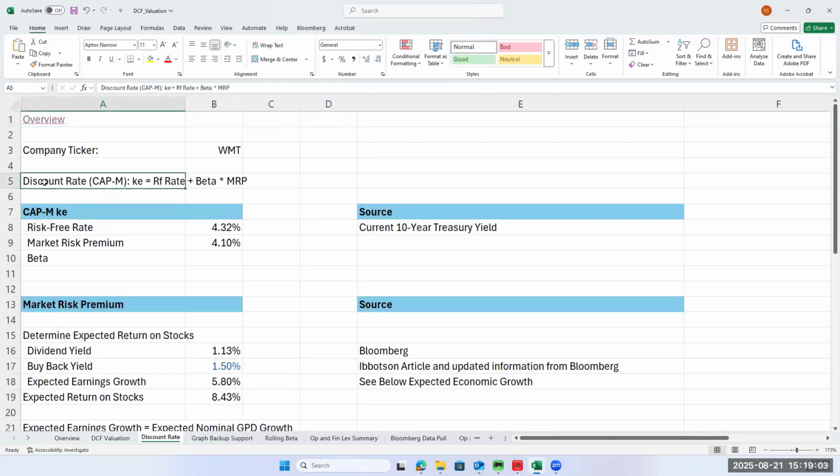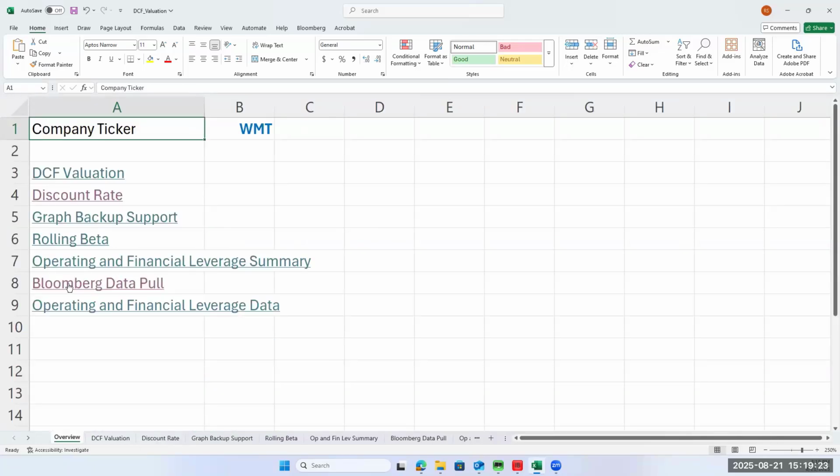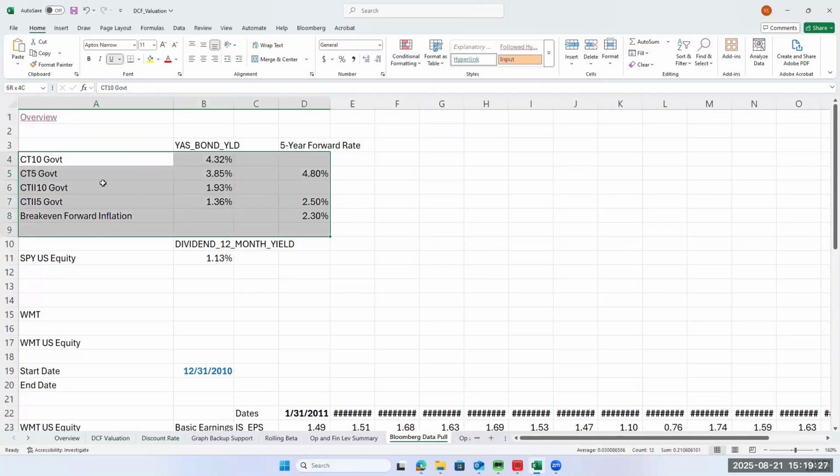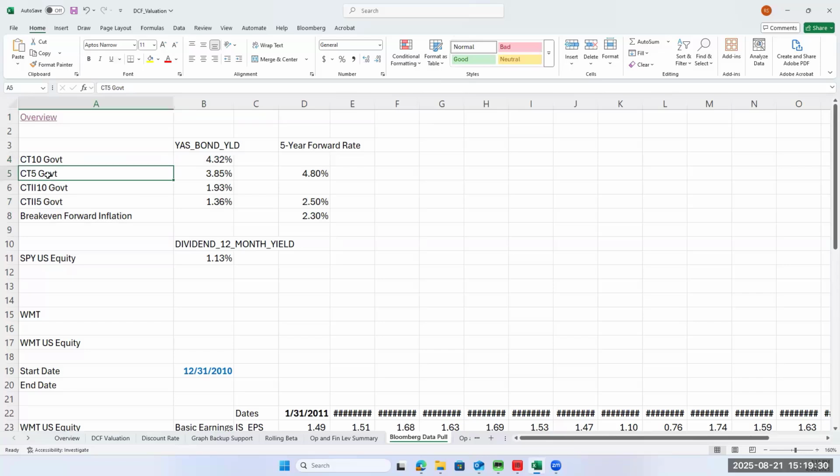For the discount rate we're using the capital asset pricing model, which says that the discount rate, the cost of capital for equity, is the risk-free rate plus beta times the market risk premium. The risk-free rate, we're going to use the 10-year treasury. Here you can see I'm pulling that data from the Bloomberg data pool. So if you go back to the overview, Bloomberg data pool, one of the things I'm pulling from Bloomberg are treasury yields. I'm bringing in the 10-year treasury, 5-year treasury, and then the inflation linked treasury, the TIPS.